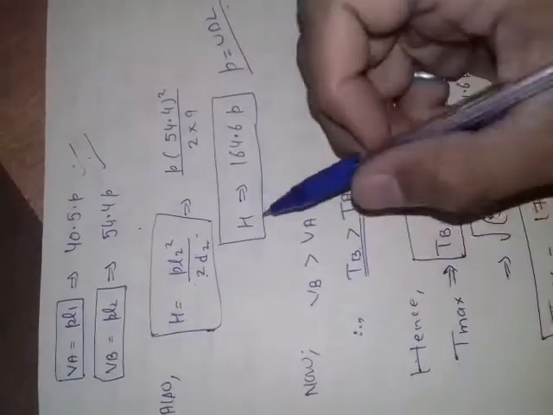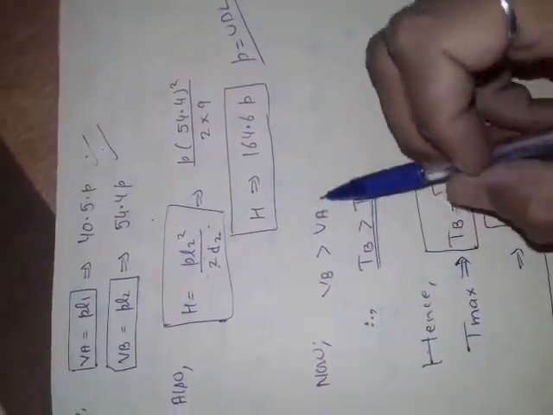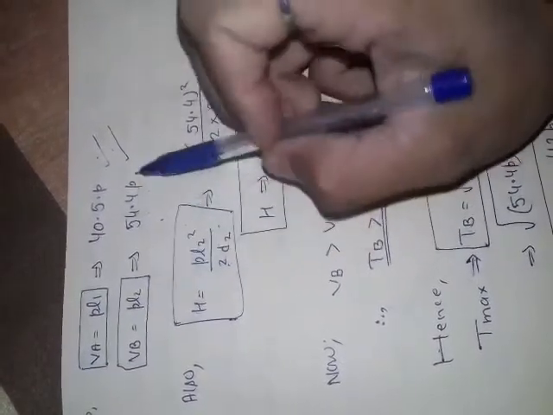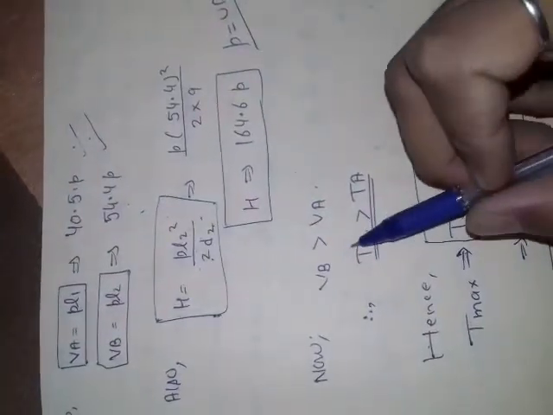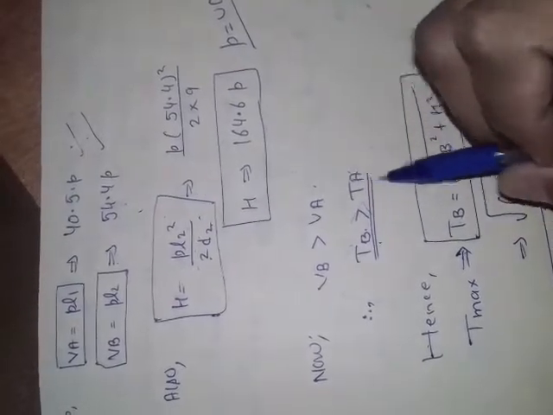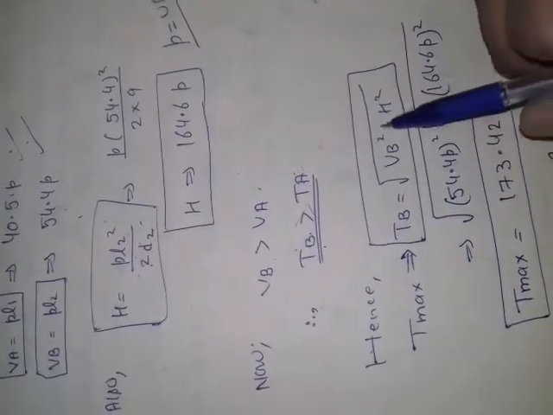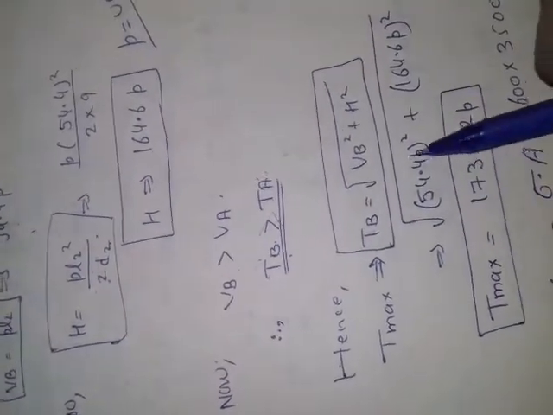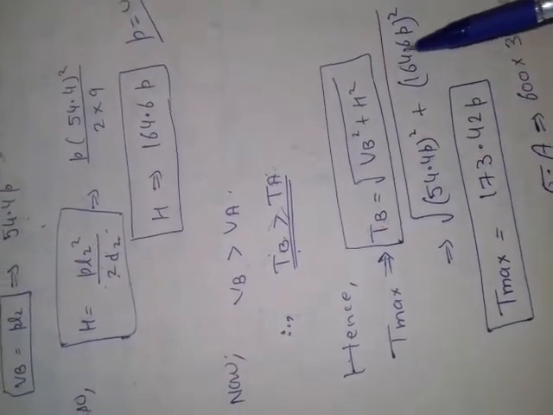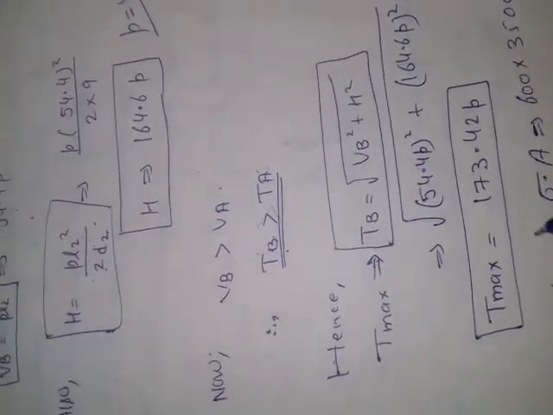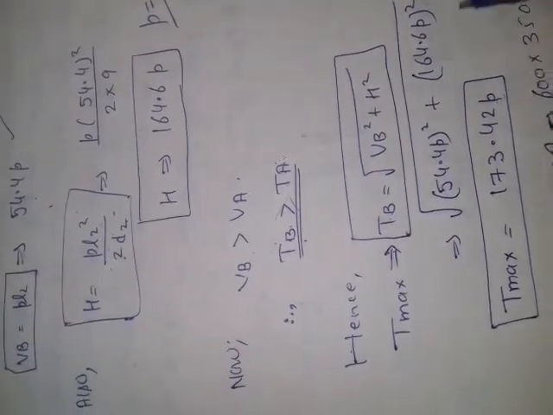Now VB is greater than VA. Here you can see 54.5 multiplied by P, because P is the UDL. So the tension at support B is also greater than TA at support A. Therefore we calculate the tension at support B, that is under root of VB square plus H square. So 54.5 P whole square plus 164.6 P whole square, under root, and we calculate T max as 173.42 P.